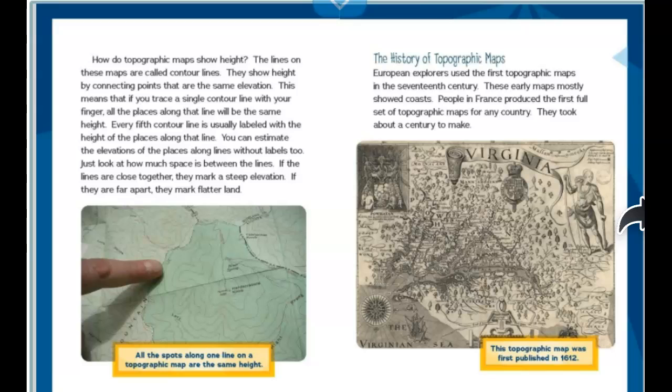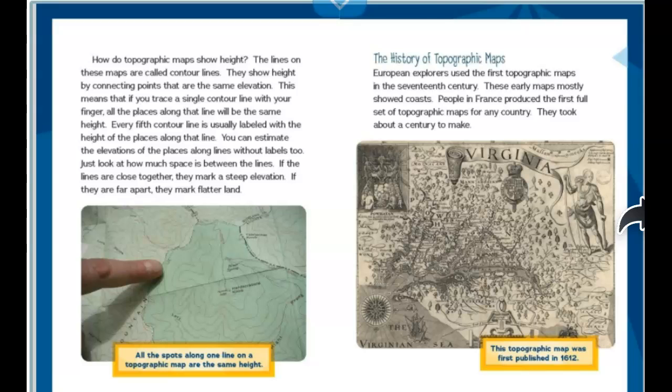How do topographical maps show height? The lines on these maps are called contour lines. They show the height by connecting points that are the same elevation. This means that if you trace a single contour line with your finger, all the places along the line will be the same height. Every fifth contour line is usually labeled with the height of the place along that line. You can estimate the elevations of the places along the lines without labels too.